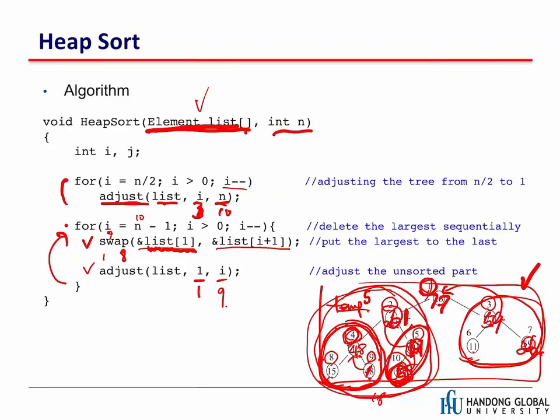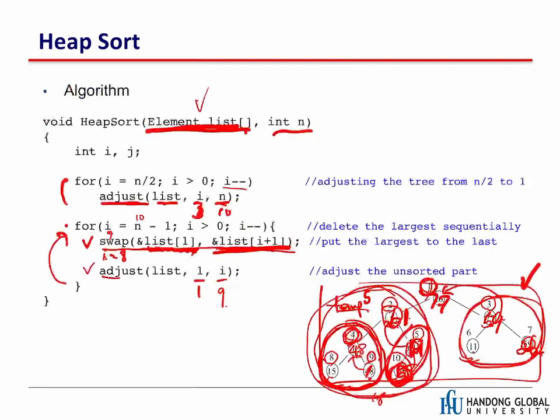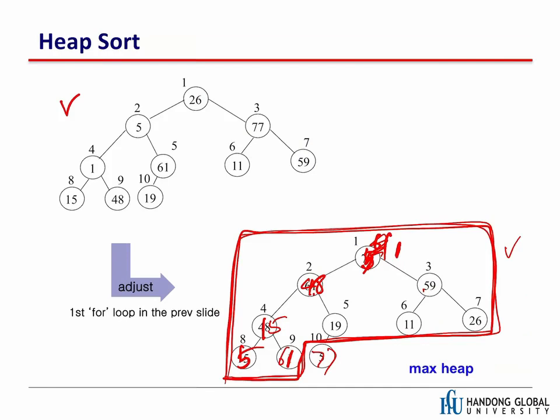And then we go back. Now I is 8. And then we call this swap function, which means we are swapping the first one, the root, with the last one. In this case, list 9. Which means 61 will be here, and this one will be 1. And then we call this adjust function one more time. But in this case, the indexes are different. 1 is 1 and I is 8.